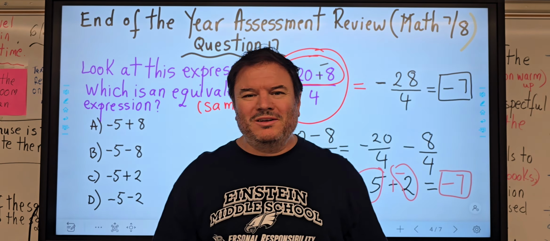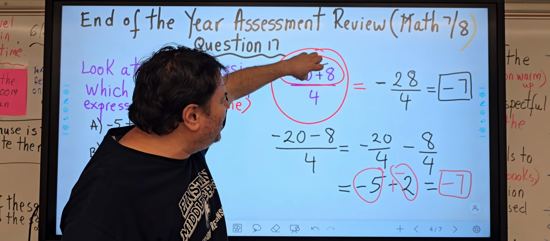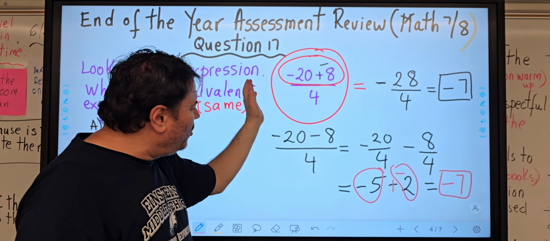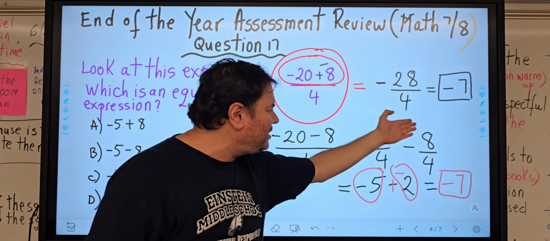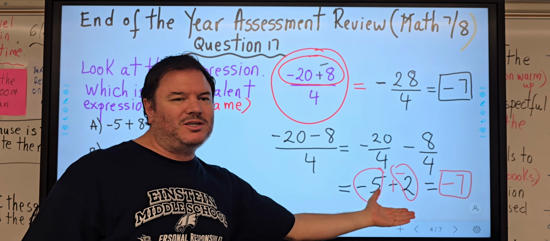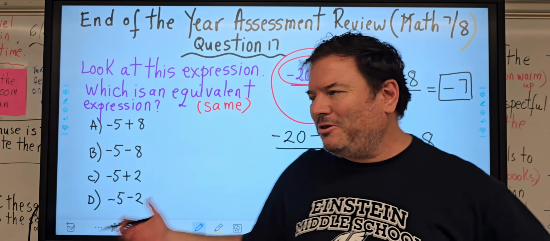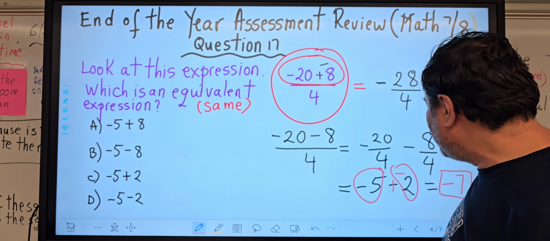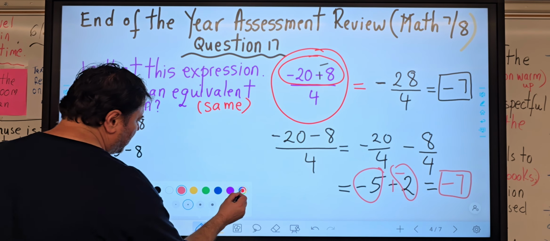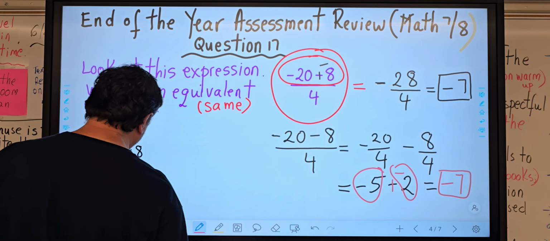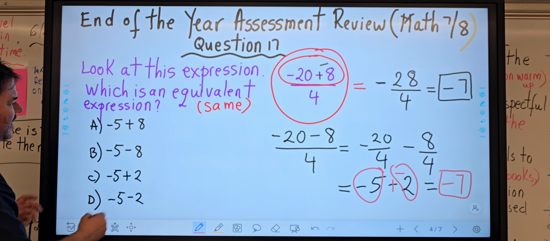Now you choose. Either you combine the numerator first and then get the answer, or you can decompose this as negative 20 divided by 4 minus 8 divided by 4 and get the answer. We still got the same answer, negative 7. You choose one of those methods and get the answer. And now let's see which one of these multiple choice answers are going to end up in negative 7 if we combine them together.